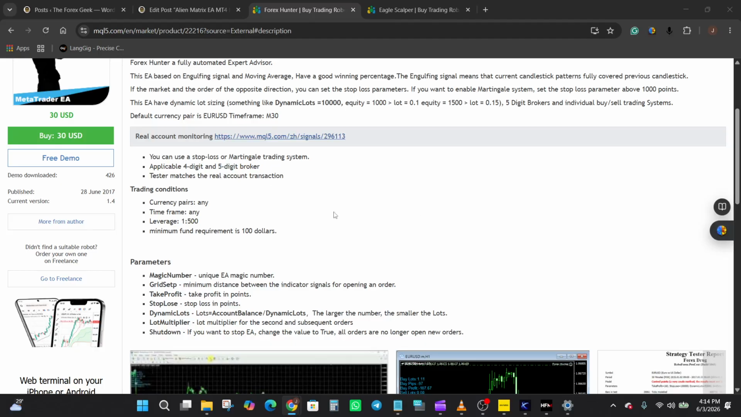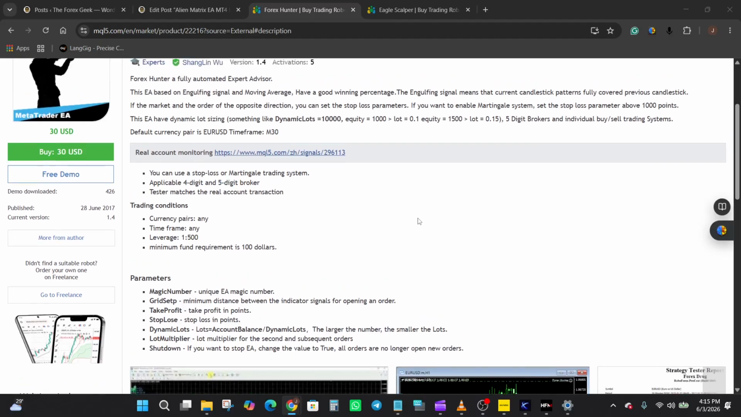One important thing I'm noticing is that the EA includes flexibility for different trading approaches. It can operate with standard stop loss settings, but there is also an option to enable a martingale system, depending on how the stop loss parameter is configured. So that is something users would need to be very careful with when adjusting settings.